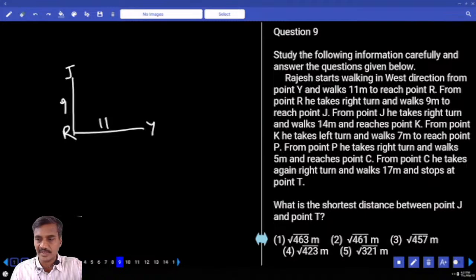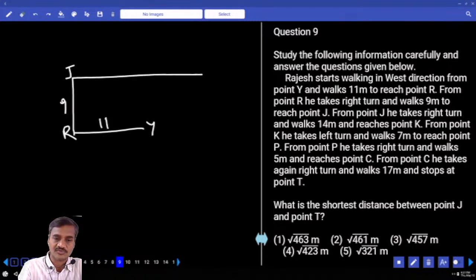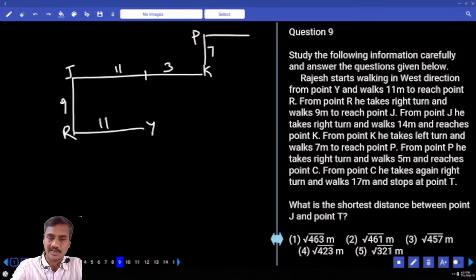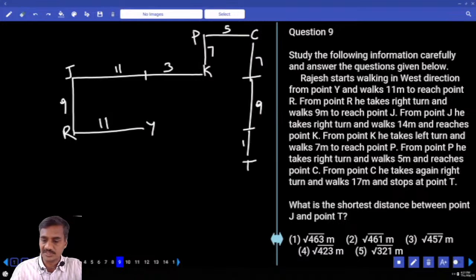Now from point J, he takes a right turn and walks 14 meters, that is 11 plus 3, 14 meters, and he reaches point K. From K, he takes a left turn and walks 7 meters and reaches point P. From point P, he turns right and walks 5 meters and reaches C. From C he again takes a right turn and walks 17 meters, 7 plus 9 is 16 plus 1 more meter, and stops at point T.